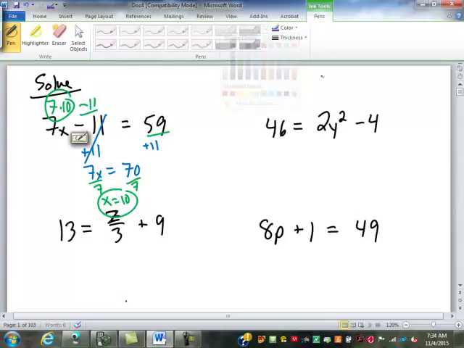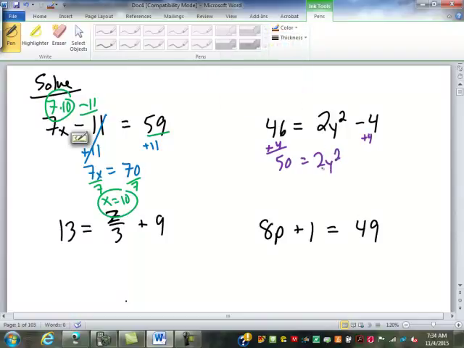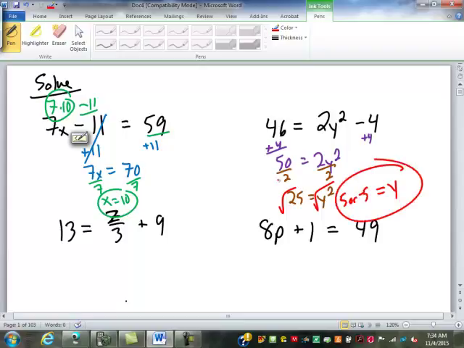Over here, what do we need to do first? Add 4. So 50 equals 2y squared, and then divide by 2. So 25 equals y squared, and then square root. Y equals 5 or negative 5 if you wanted to be picky.